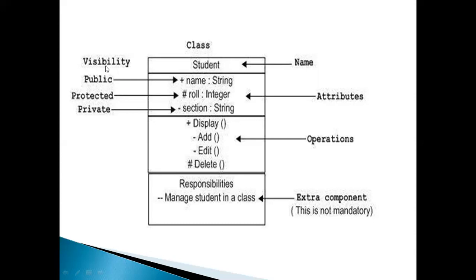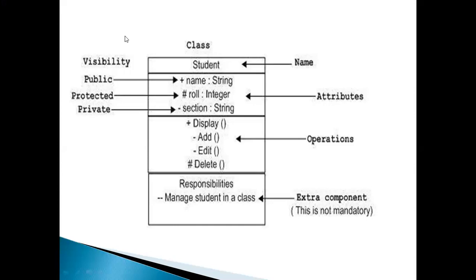Here, visibility. Visibilities are of three types: public, protected, private. For public, it is a plus symbol. For protected, it is hash. For private, it is minus. In other programming languages, visibilities are known as access specifiers; here in UML, access specifiers are called visibilities.